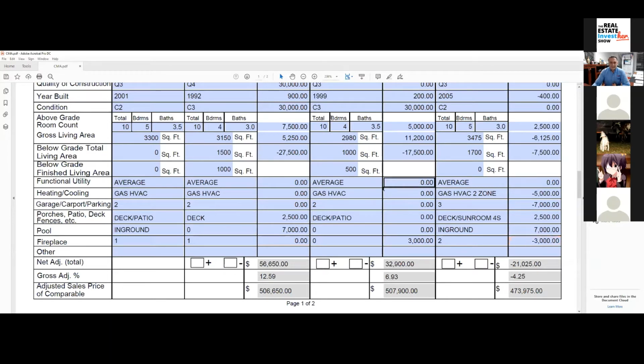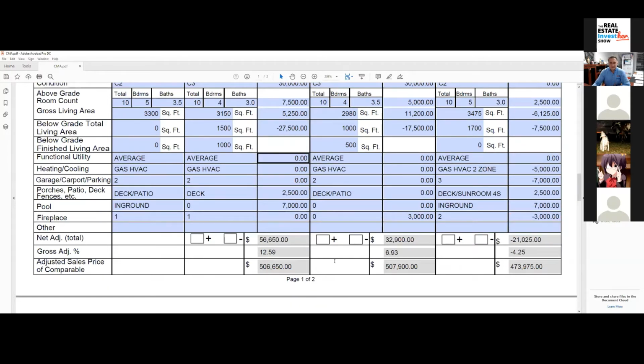So if you look at the prices, they are up and down, right? How the appraisers do is they average these, or 5, whatever number of comps that they use. So at this point, 546,250 plus 547,900 plus 473,975 divided by 3. So average price is 496,175. How much do we list this property for?